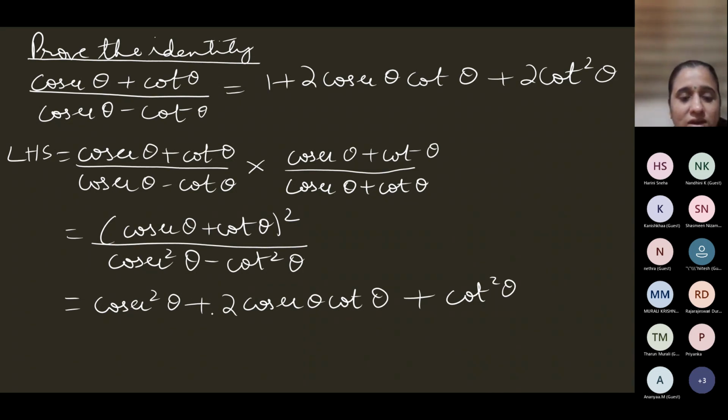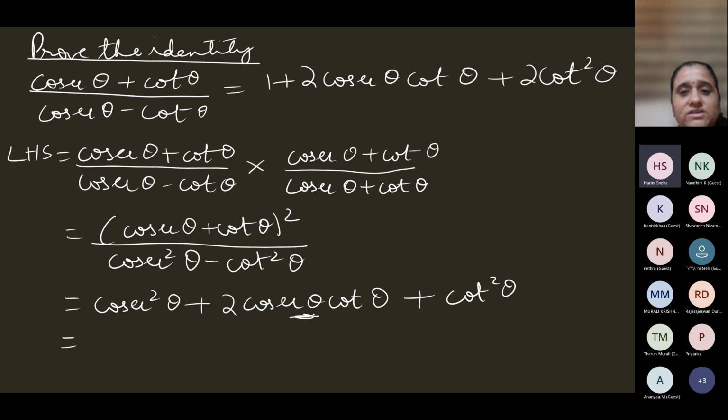When you look, we have arrived at some point, but when you compare that with what is actually in the RHS, we notice that the RHS does not have cosecant square theta. So you have to get rid of it. And how will you get rid of it? What can you replace that with?